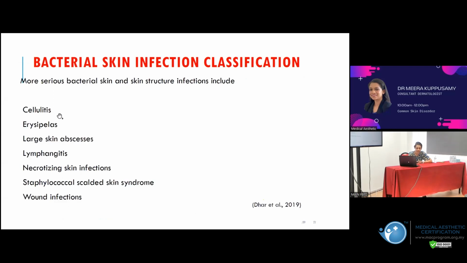More serious is cellulitis. Erysipelas is a form of cellulitis. It's a localized form of cellulitis, and it follows the lymphatic drainage. Most of the time it can happen on the face or on the legs. And then you can get necrotizing skin infections, SSSS, Staphylococcal scalded skin syndrome in children, and wound infections.